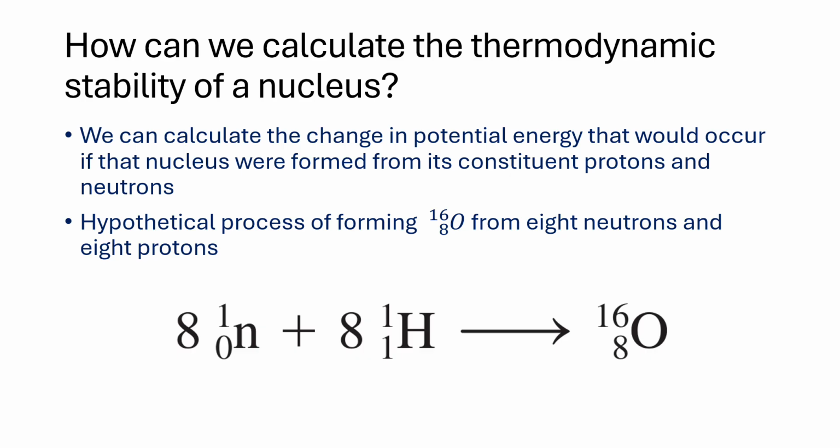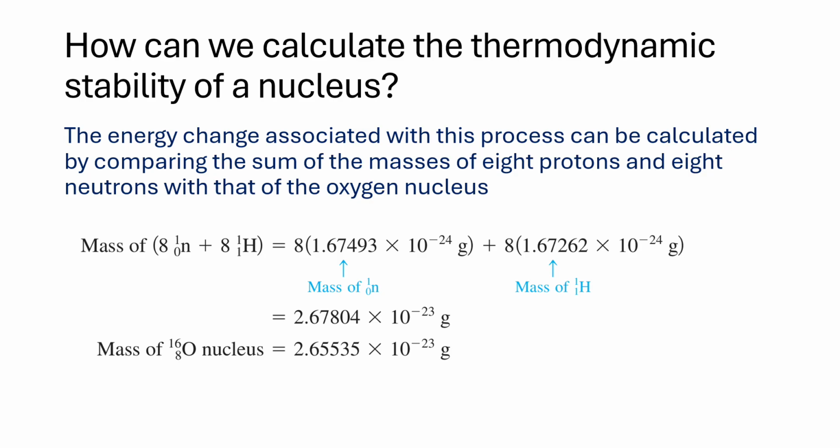So you have 8 neutrons here, and you bombard 8 protons, basically 8 hydrogen atoms, to produce oxygen. Right. And so the energy change associated with this process can be calculated by comparing the sum of the masses of the 8 protons and the 8 neutrons with that of the oxygen nucleus. So what do we have here? We have the mass of the total.